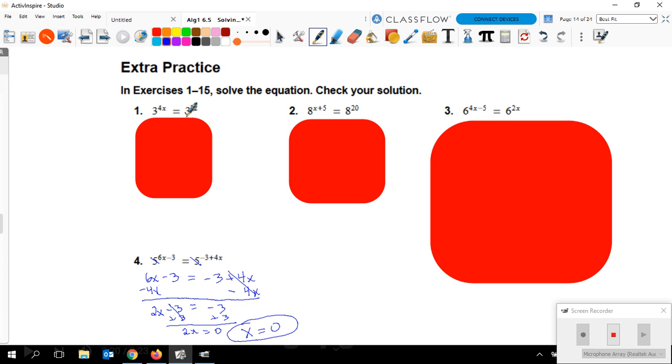You're going to cross out the bases. Your exponents now will equal each other, and they become the equation. And then you just solve for x from those. So pause the video, do 1 through 3, and then play it to check your answers.